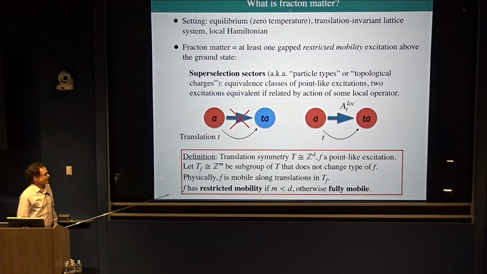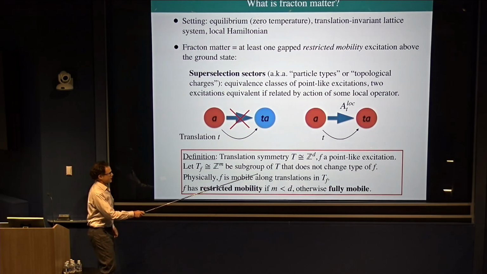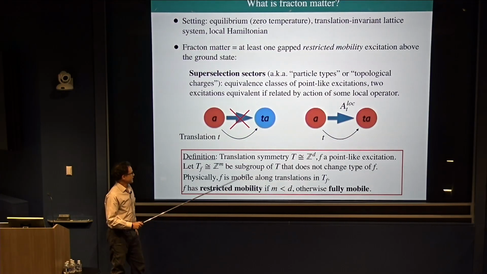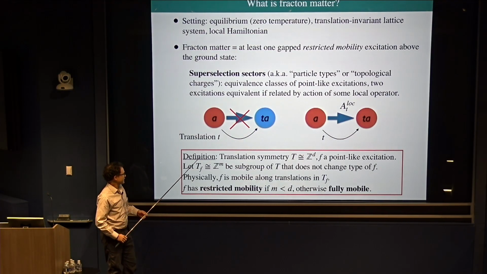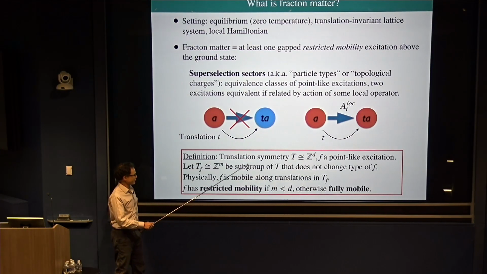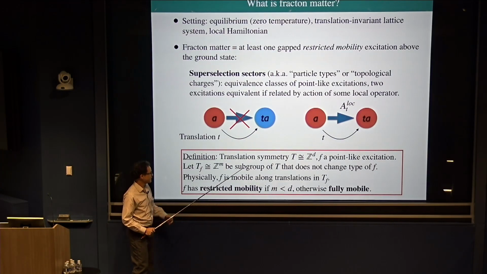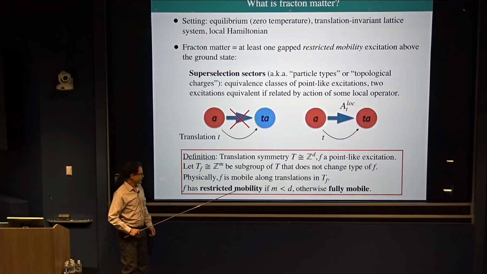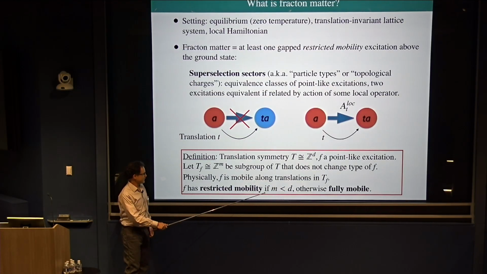And so for any excitation, let's say we're in d dimensions, the translation symmetry group on the lattice is Z^d. For any point-like excitation, there's a subgroup of translations that doesn't change the type. This subgroup is always isomorphic to Z^m, and we say that the excitation has restricted mobility if this exponent m is less than d.